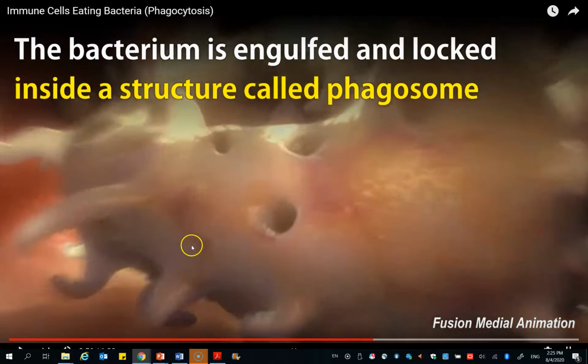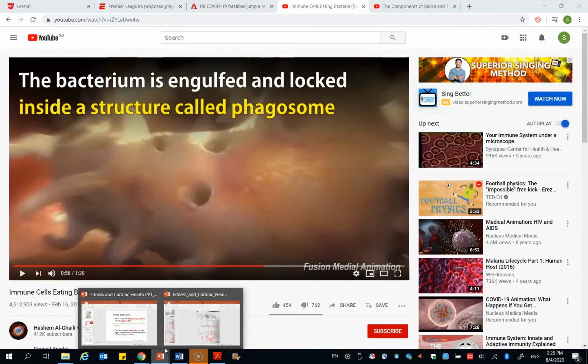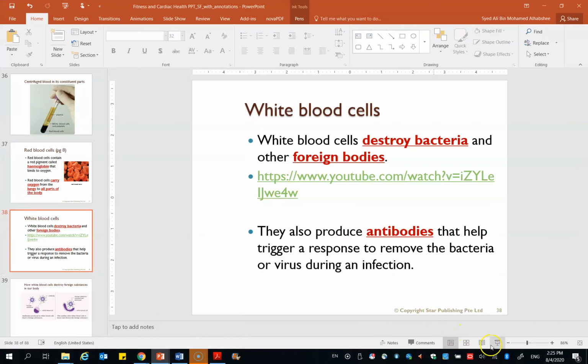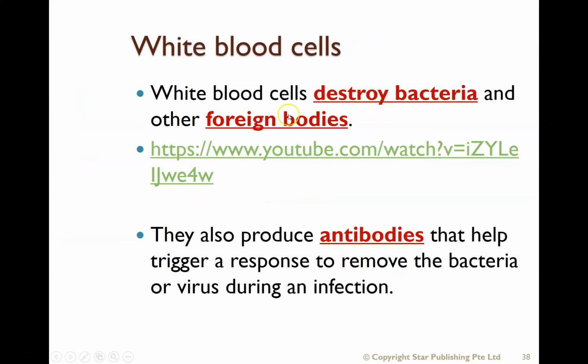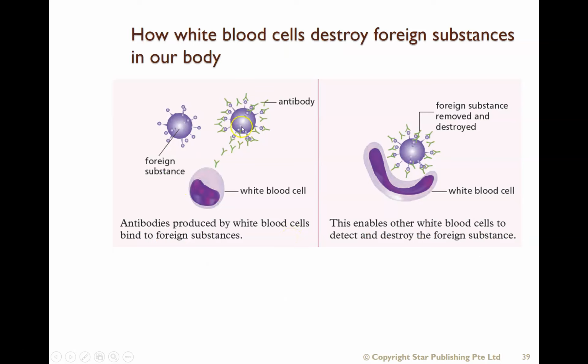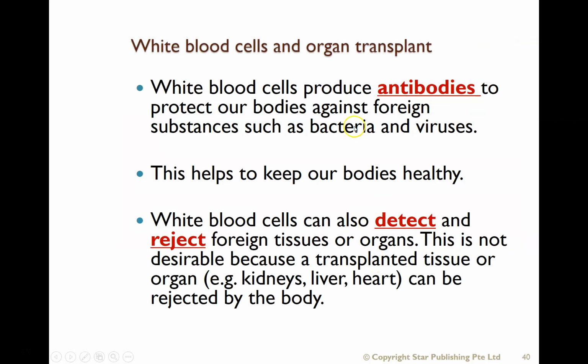I will just stop there. That is just to give you an idea of how the white blood cells work to destroy the bacteria and other foreign bodies. The white blood cells produce antibodies, and this enables them to detect and destroy foreign substances. They produce antibodies to protect our bodies against foreign substances such as bacteria and virus. This helps us to keep our bodies healthy.